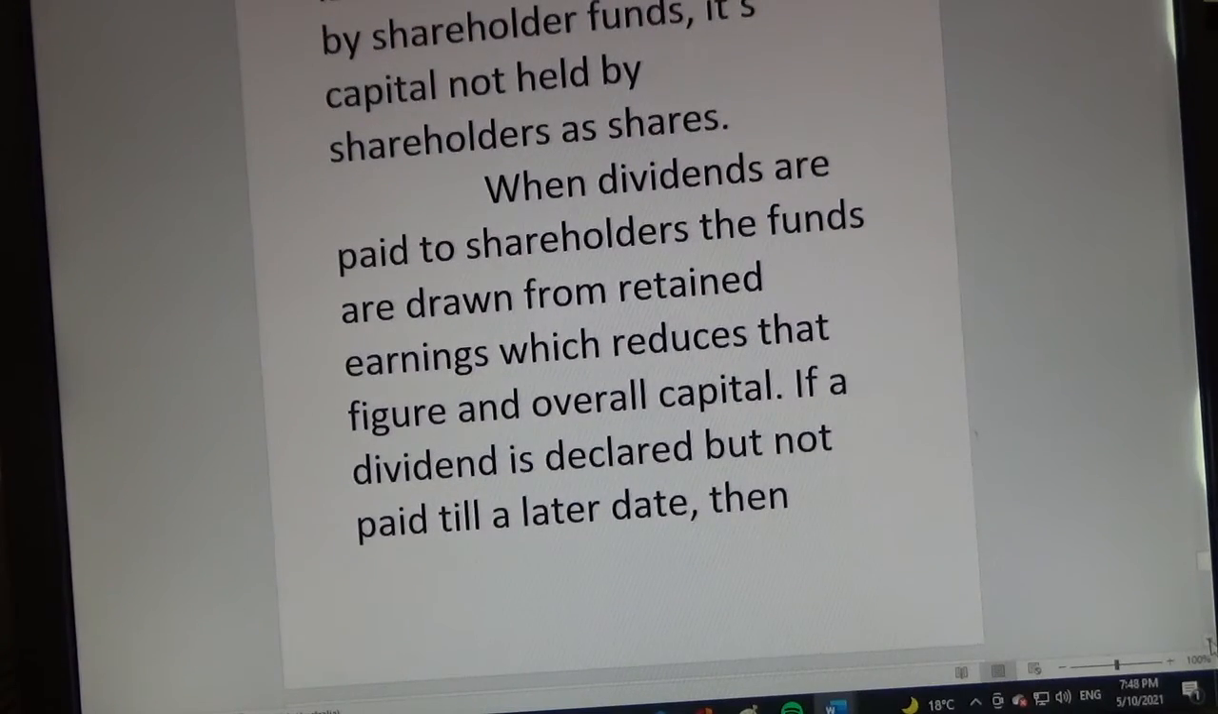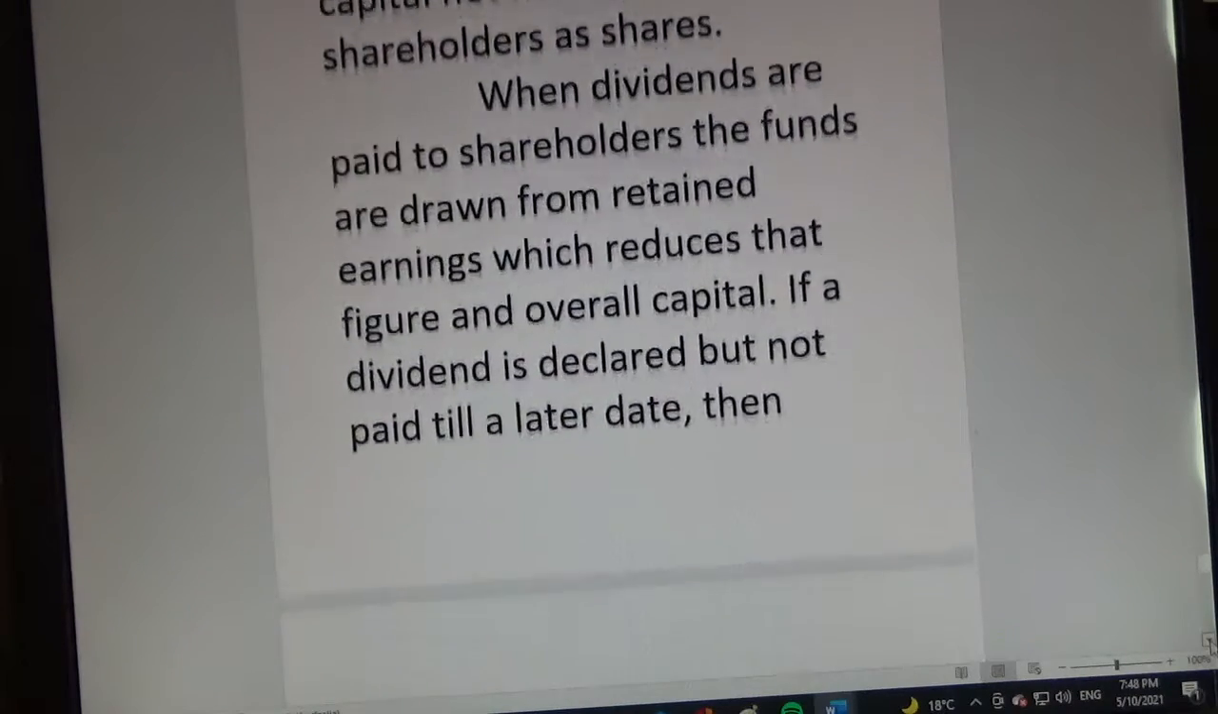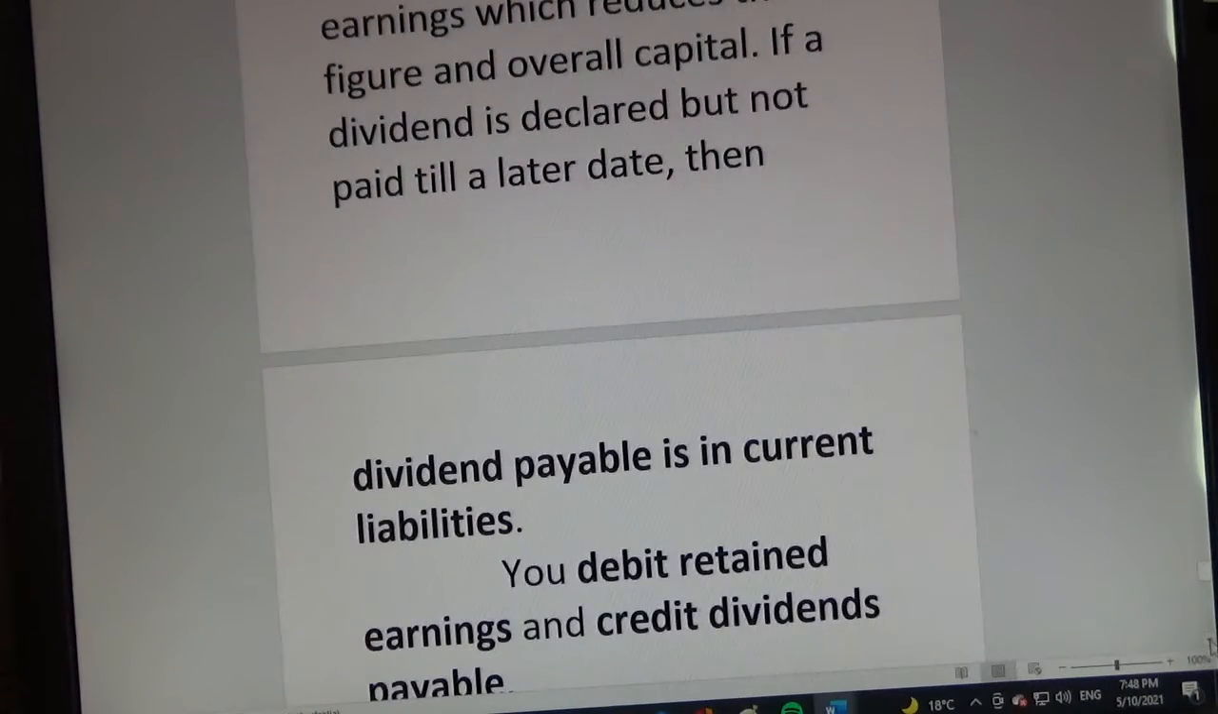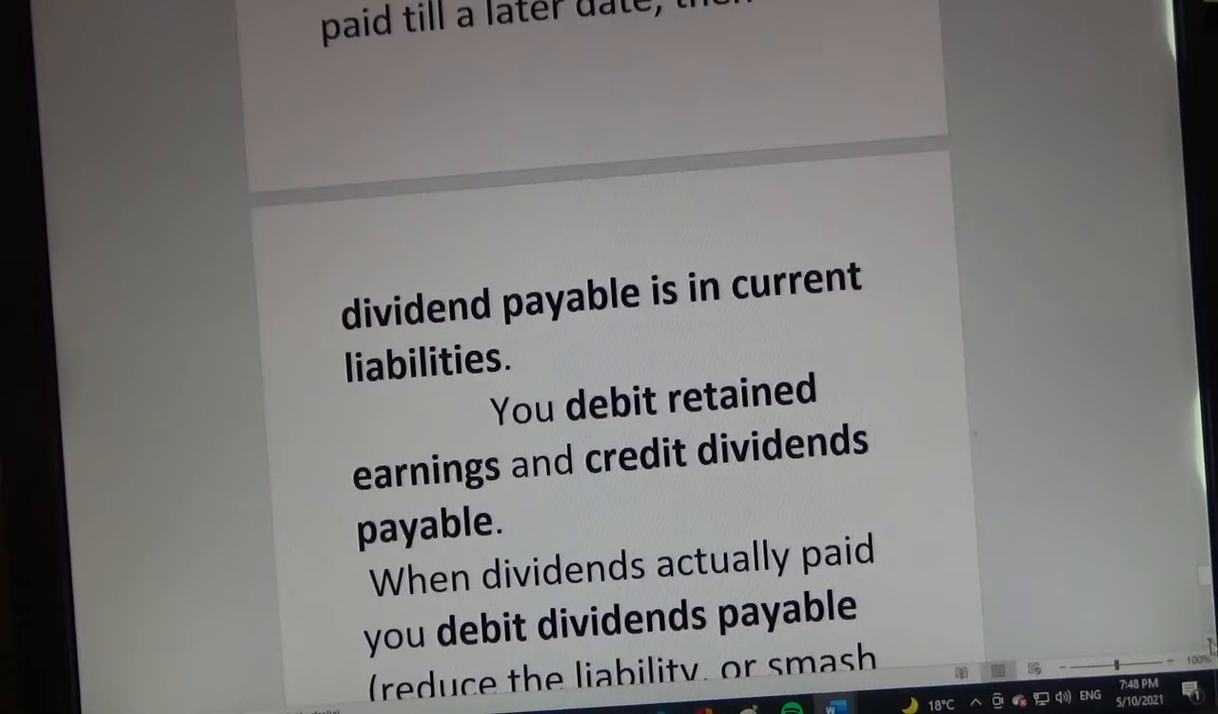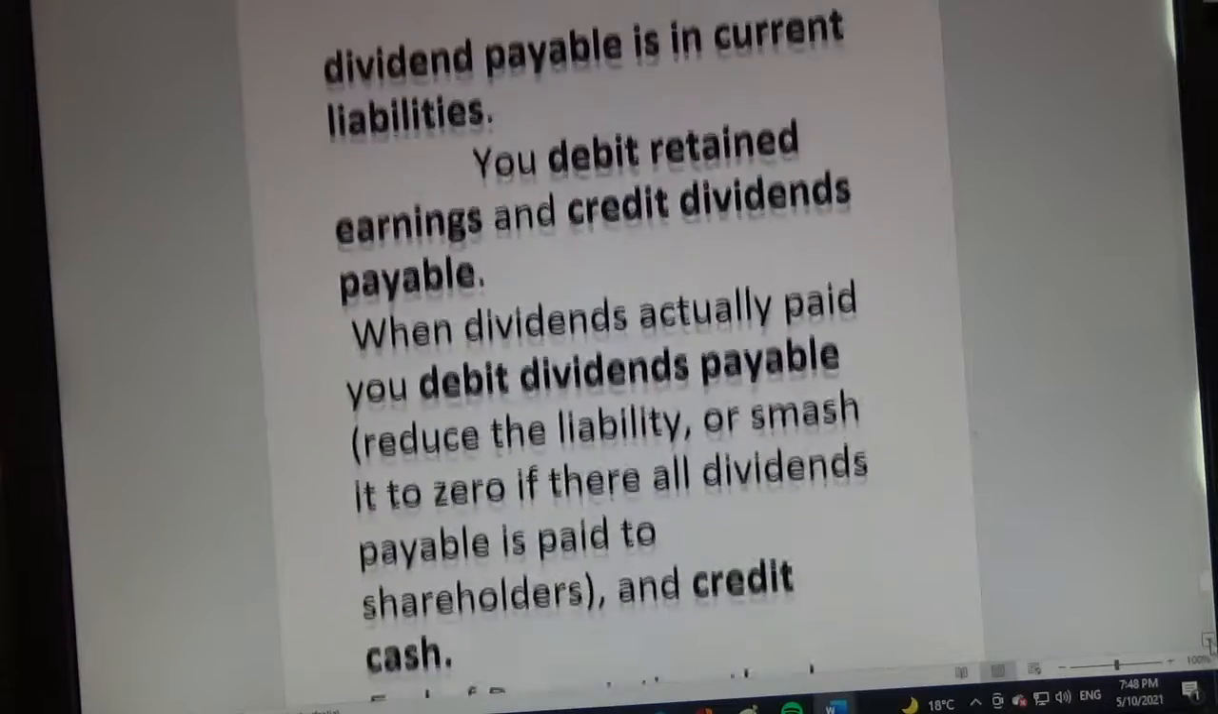When dividends are paid to shareholders, the funds are drawn from retained earnings, which reduces the figure and overall capital. If a dividend is declared but not paid until a later date, then dividend payable is in the current liabilities. You debit retained earnings and credit dividends payable. That's the general journal entry.